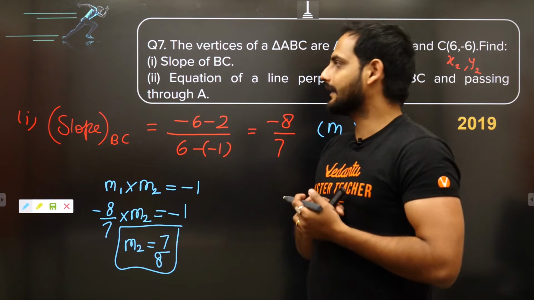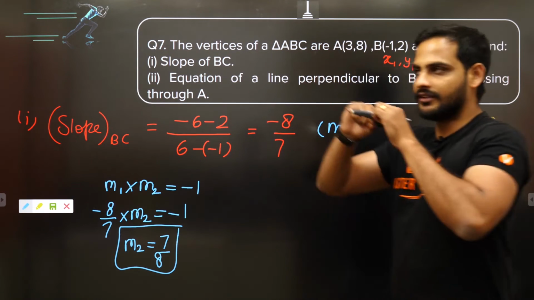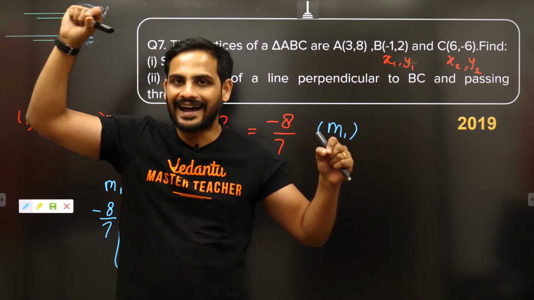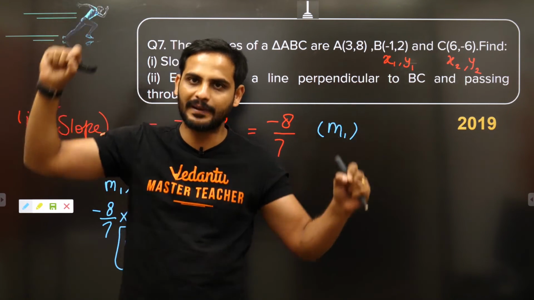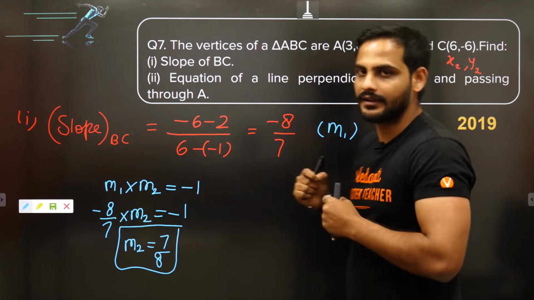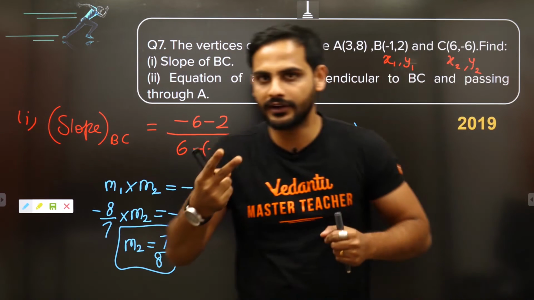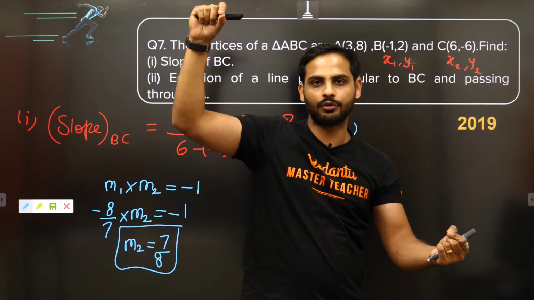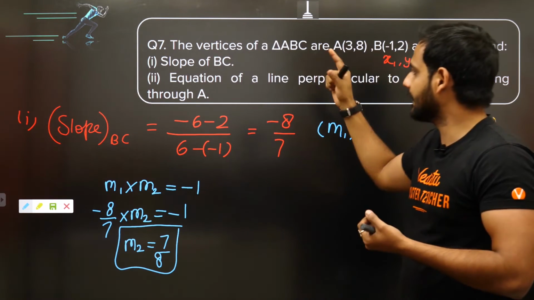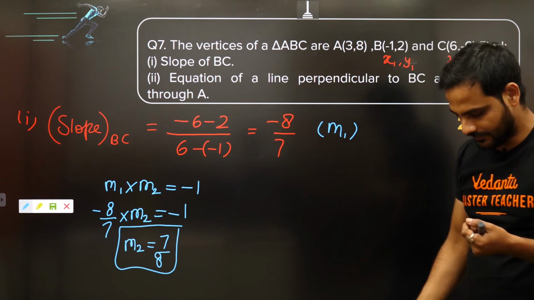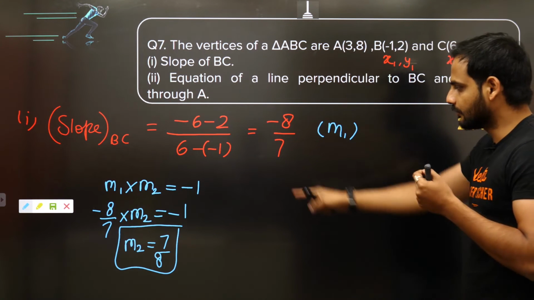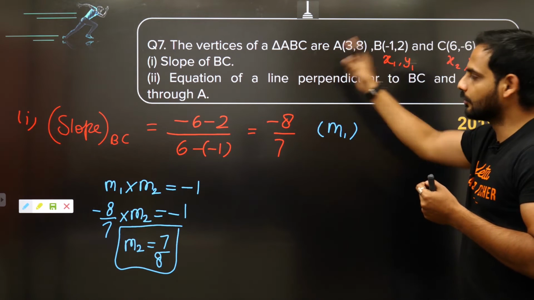Now, if I want to find out the equation of a line, only the slope is not enough. I need at least one point through which it is passing, or the y-intercept, something like that, right? We know many forms of the line. We need either 2 points, or the slope and a point through which it is passing, or the slope and the y-intercept. Here they have given that it should pass through A. If it is passing through A, the coordinates of A are 3, 8. So I can use the point and slope form.